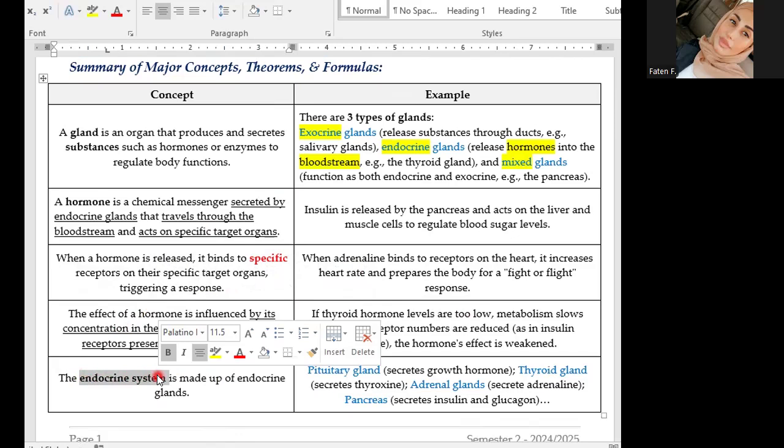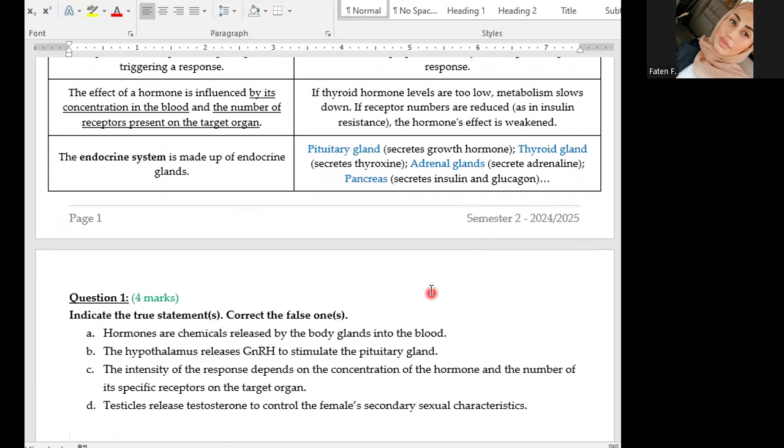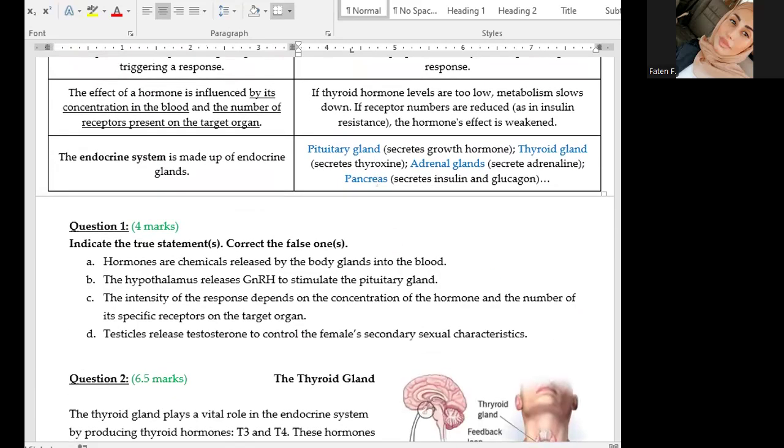These endocrine glands build our endocrine system. So, what are some examples? We took them in class: the hypothalamus, the pituitary gland, which is the master gland, the thyroid gland which we talked about a lot, the adrenal glands that are located on the top of our kidneys. We have the pancreas. We also have the testicles and the ovaries. Let's start with question number one.